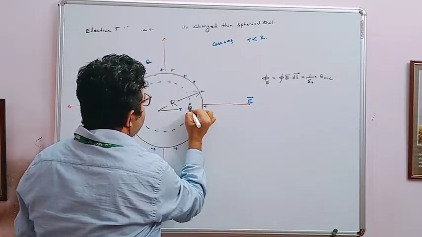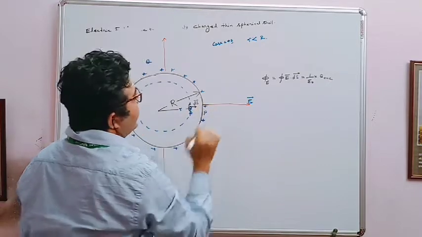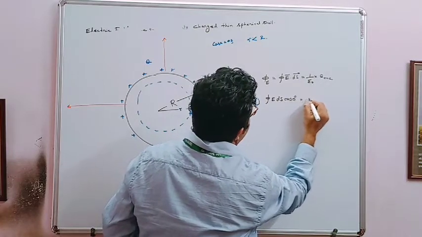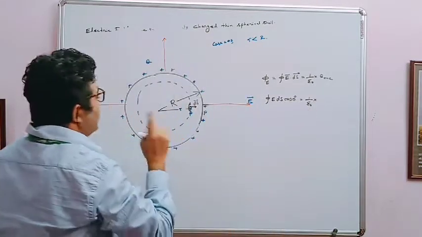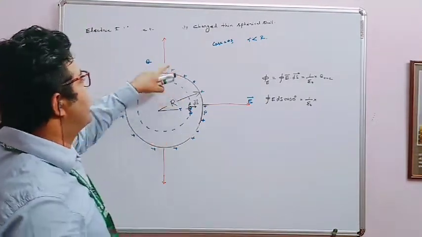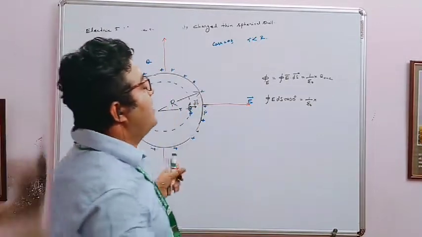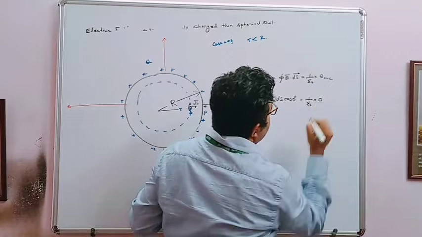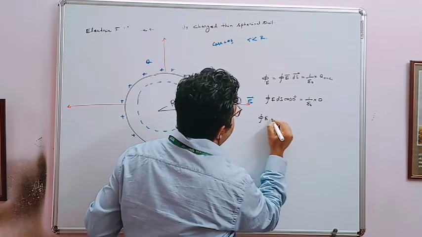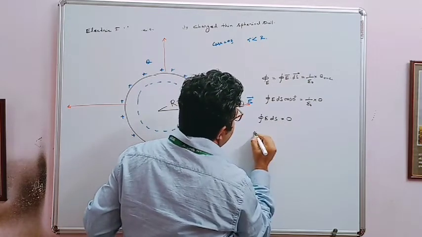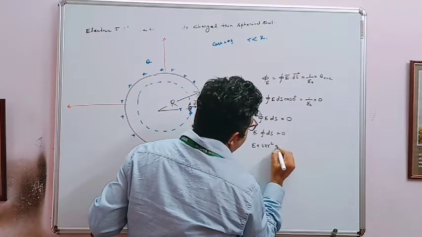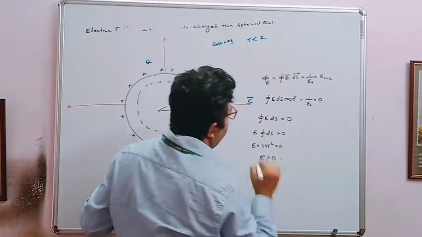Now again, if we consider the area vector ds, electric field and area vector are in the same direction. So E ds cos 0 is 1 by epsilon naught q enclosed. But inside this shell the amount of charge is 0, because it is on the surface. So we can write 1 by epsilon naught into 0. So E into ds equals 0, E into 4 pi r square is 0. So basically E is 0.